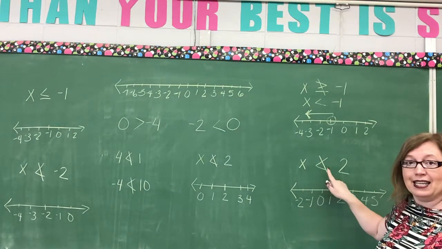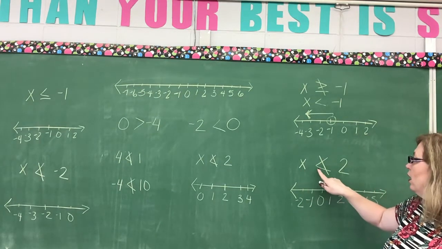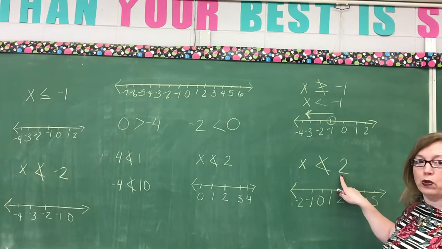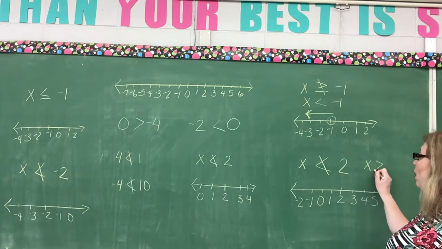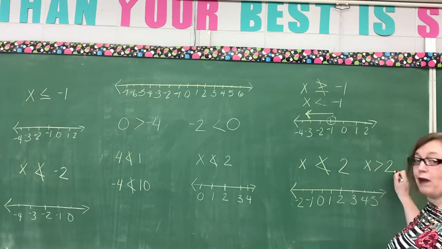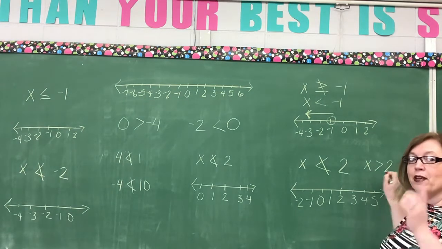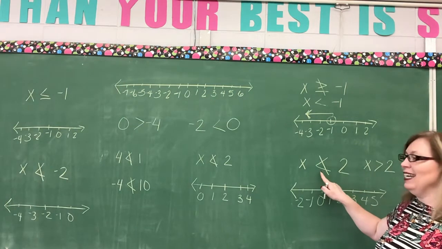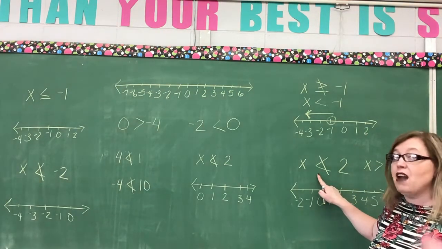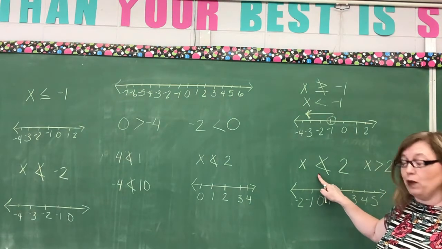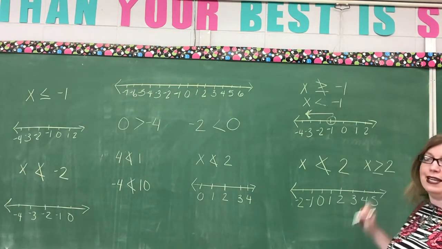Look at this. X is not less than 2. So what is it? Well, that means that x is greater than or equal to 2, correct? That would be the true statement. Question, is it equal to 2? Well, it doesn't tell me that it's not equal to it, so then we assume that it is.